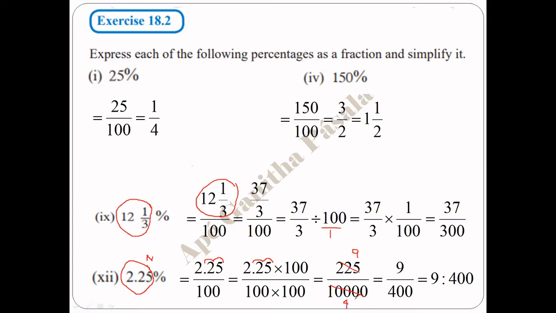For this 0, not 25s. For this 0, not 25s. So the answer is 9 over 400. No need to convert this into anything else, this one is enough. 9 over 400 is the answer.